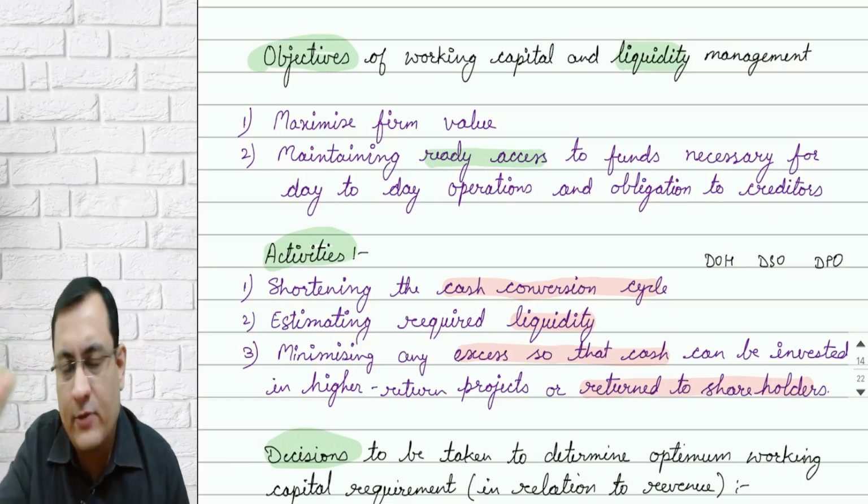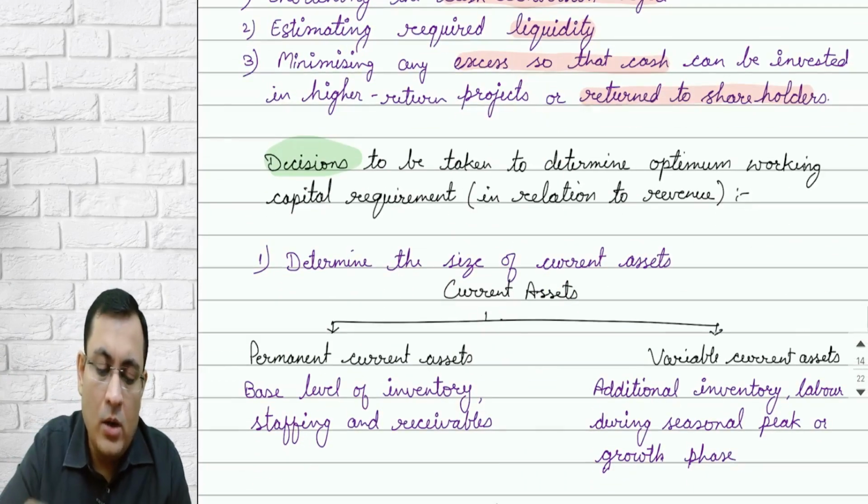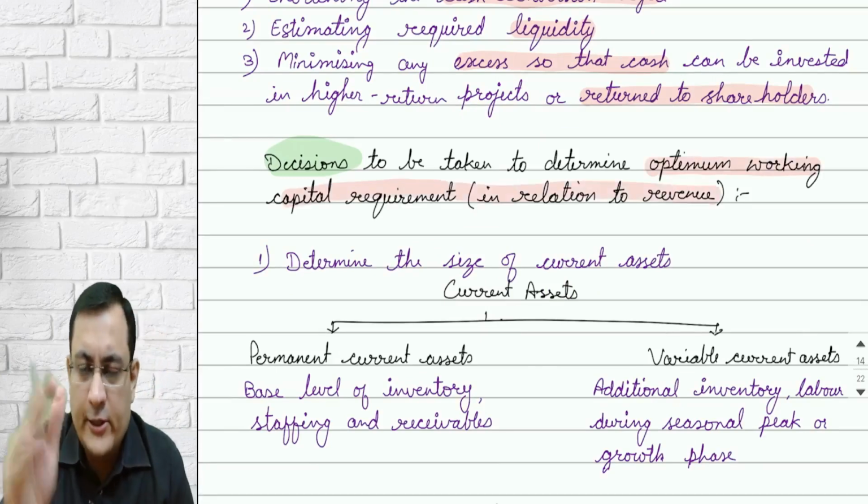So what decisions will we be required to make here? Two decisions, to find out the optimum level of working capital in relation to revenue. Two decisions will be required.